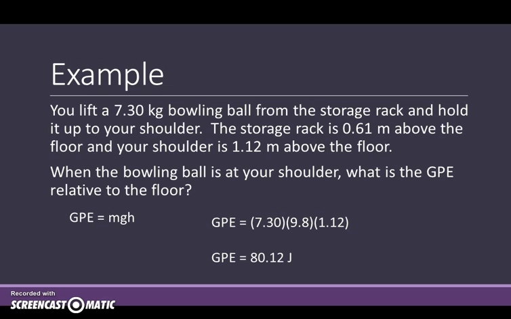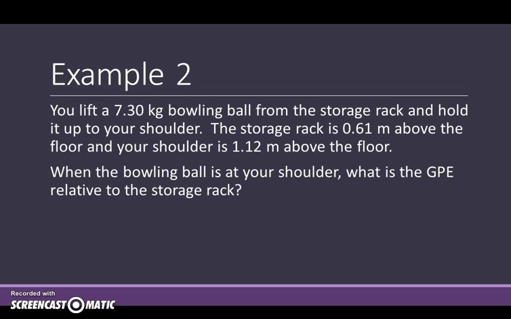Now let's go ahead and look at another example with potential energy. Example 2, you have that same situation. All that first information is the same. Storage rack is still 0.61 meters. Your shoulder is still 1.12 meters. The bowling ball is still 7.3 kilograms. What I want to know now is when the bowling ball is at your shoulder, what's the GPE relative to the storage rack? Okay, so this is a little bit different.